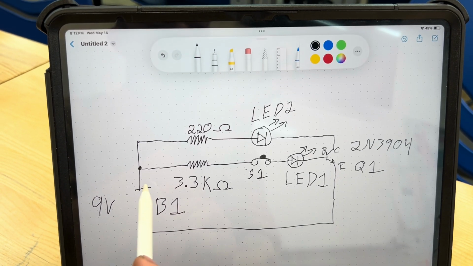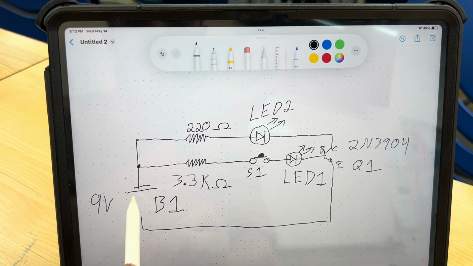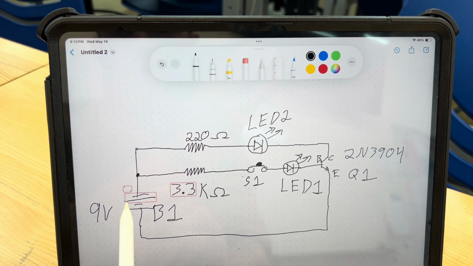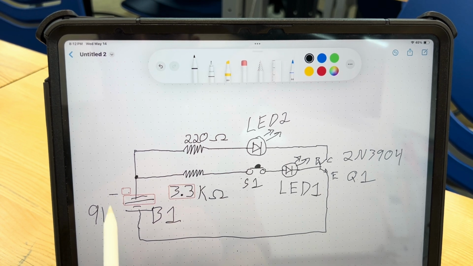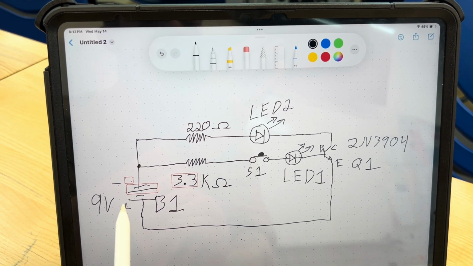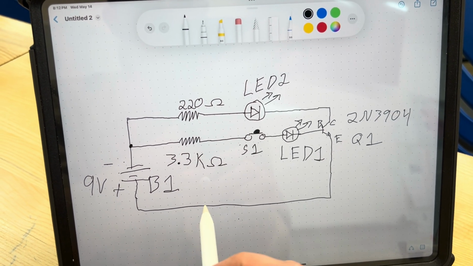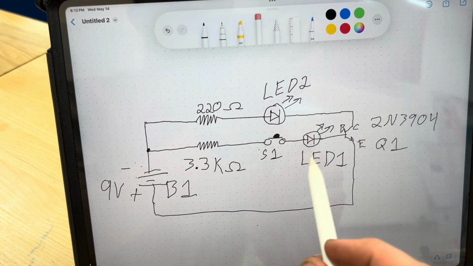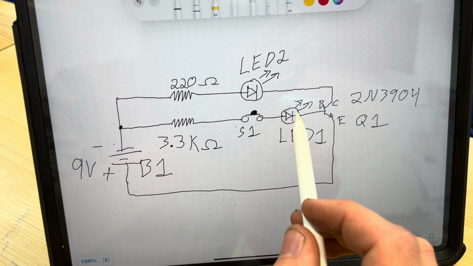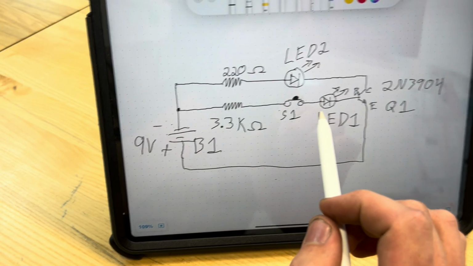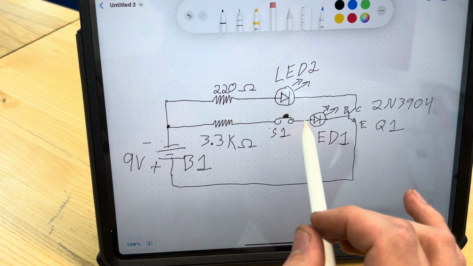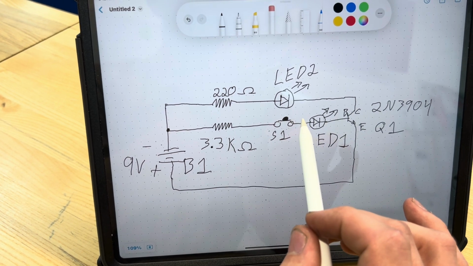Negative, positive, negative, positive. And so that's the negative side. Here's the positive side. And then we jump over to the LEDs. We have to flip these LEDs around, because otherwise nothing would work, because we would have the negative side hooked to the positive side of the LEDs.